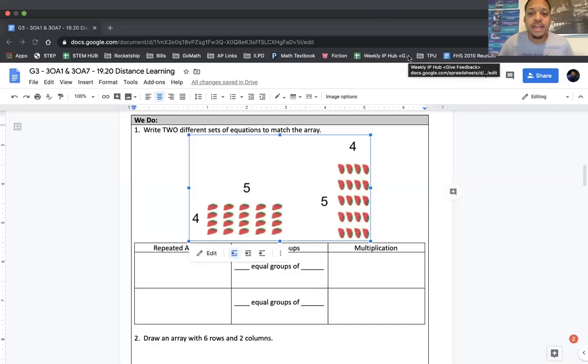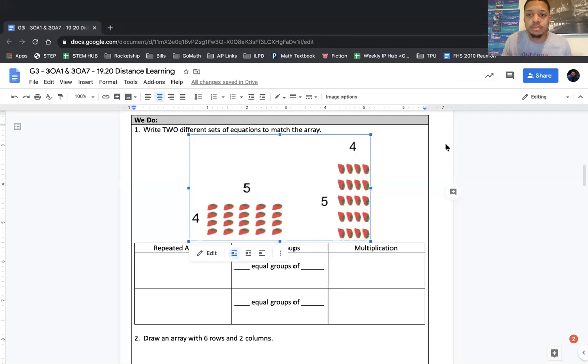All right. Hello, Rocketeers, and welcome to Math with Mr. Carwell. Today, we're going to focus on the commutative property of multiplication and some review of repeated addition in equal groups. So let's take a look at the question below.